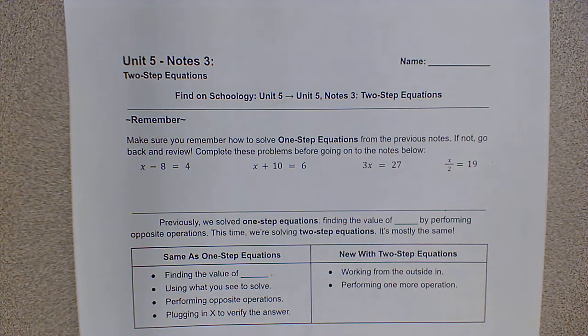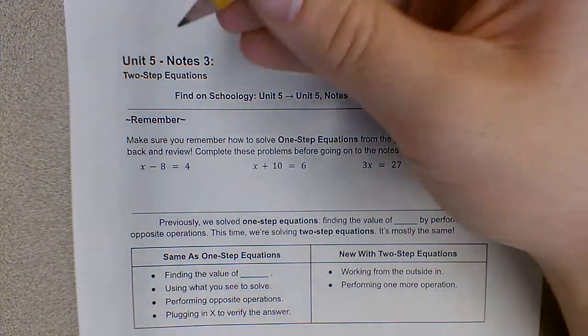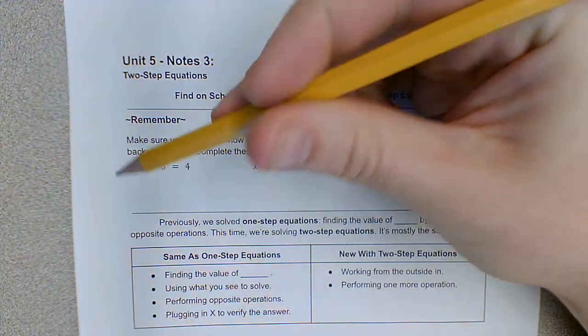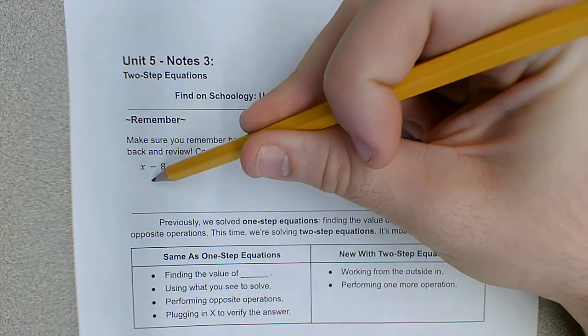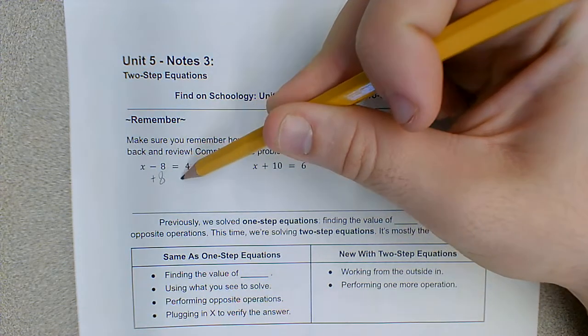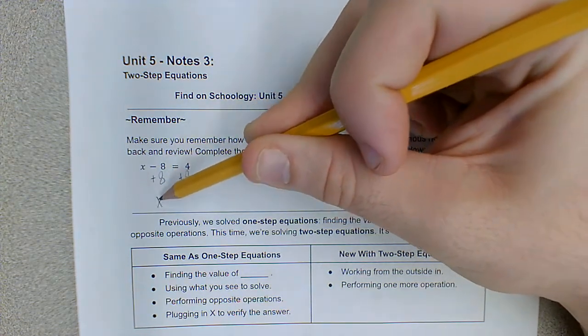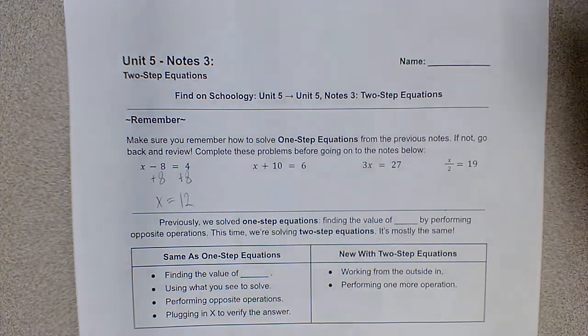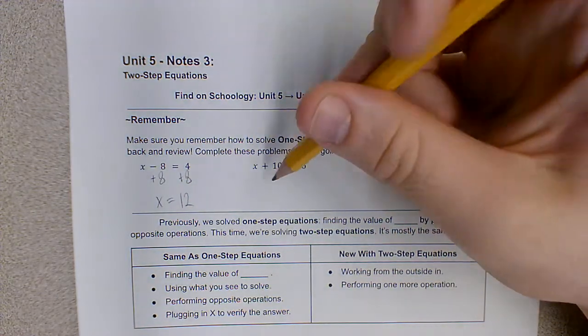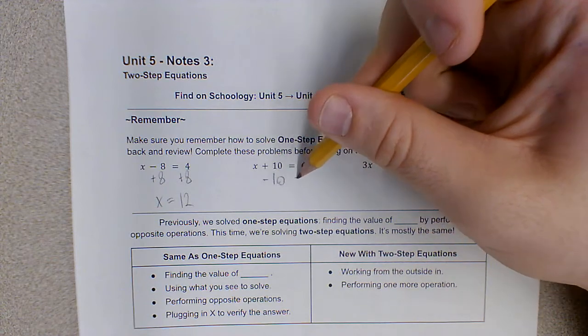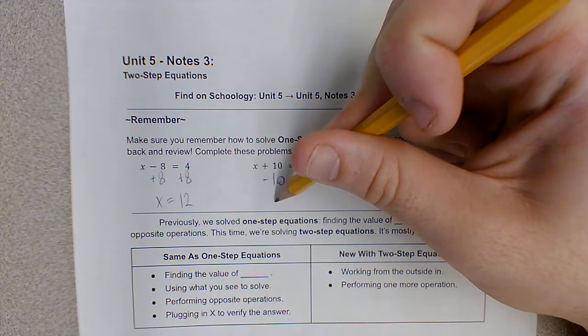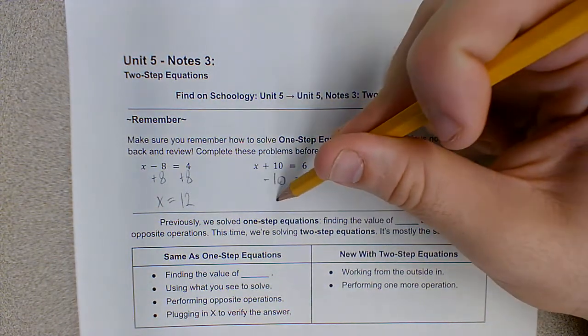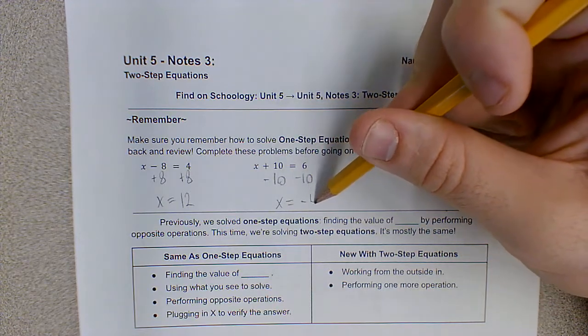Alright, let's make sure you're right. I'm going to undo all of the operations in these four problems by doing opposite operations. Where I have x minus 8 equals 4, I'm going to add 8 to both sides. So I find that x equals 12. In the second one, I'm going to solve for x by subtracting 10 from both sides. That leads me to find that x equals negative 4.